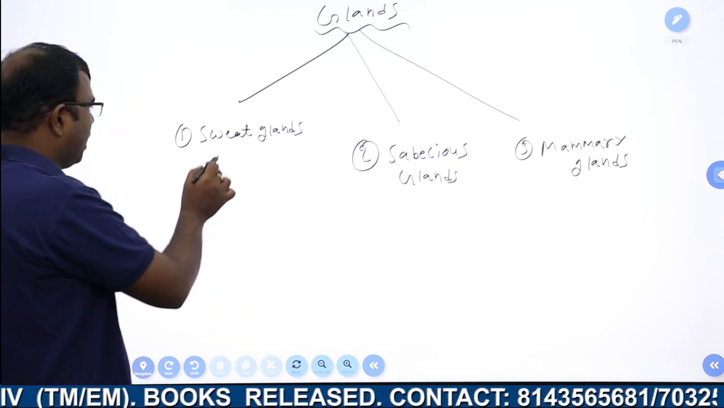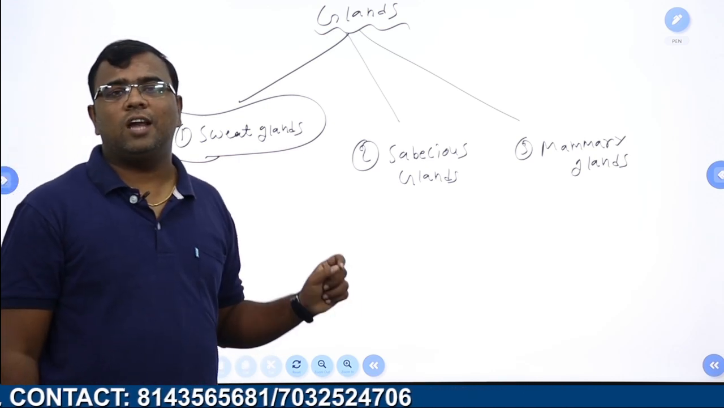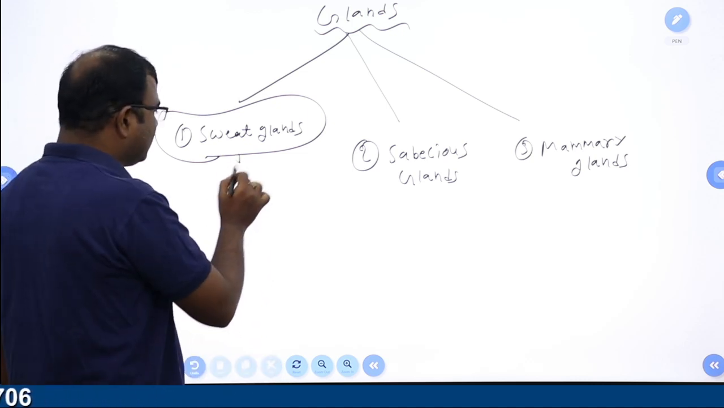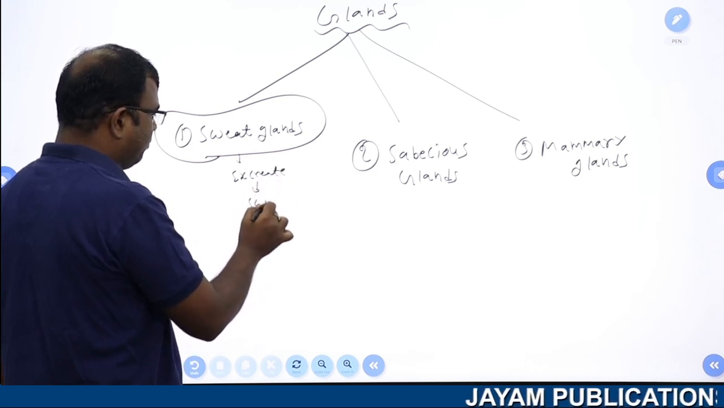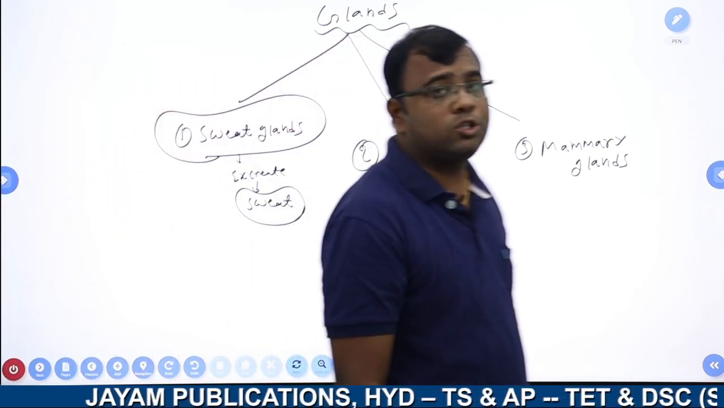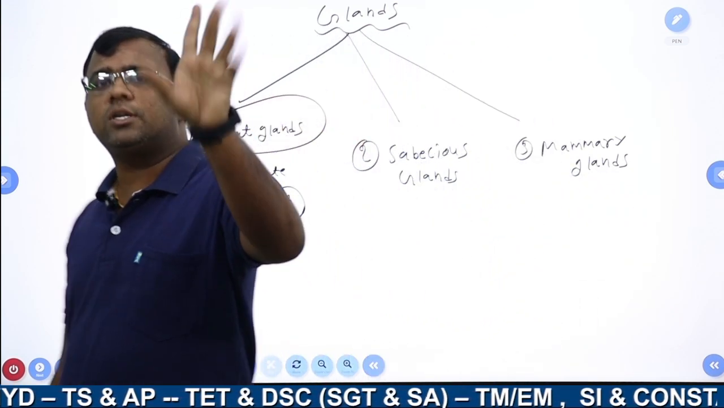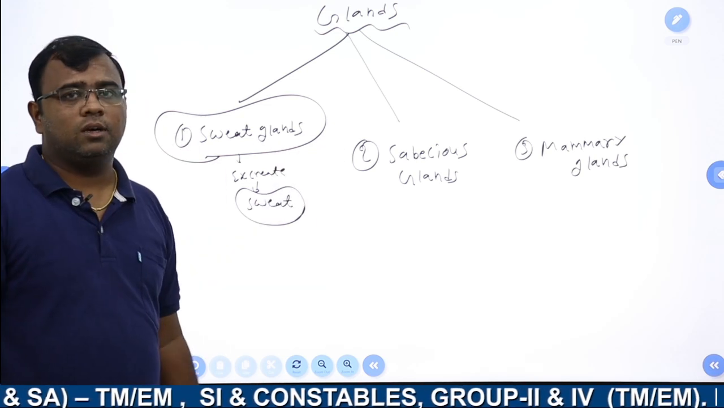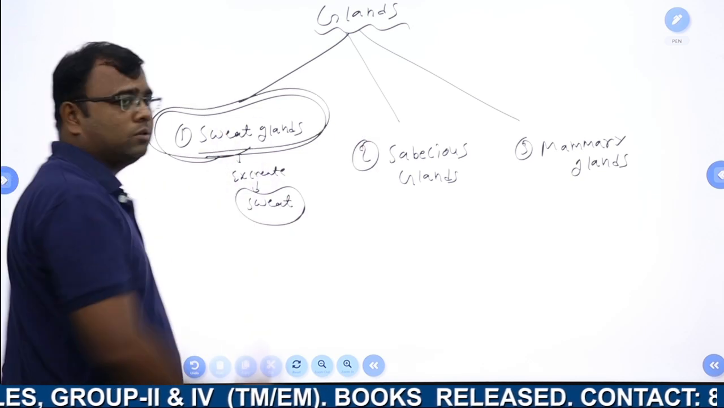I will first explain about the sweat glands. The sweat glands excrete sweat. In which glands maintain the body temperature equilibrium? Sweat glands, sebaceous glands and mammary glands. The answer goes to sweat glands.